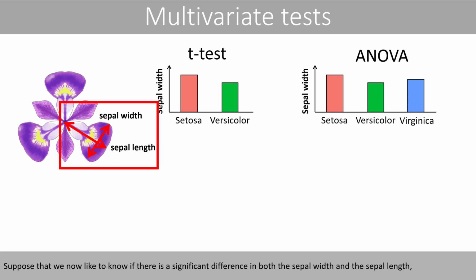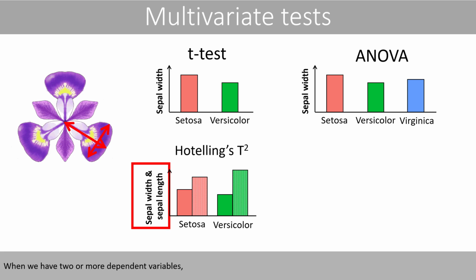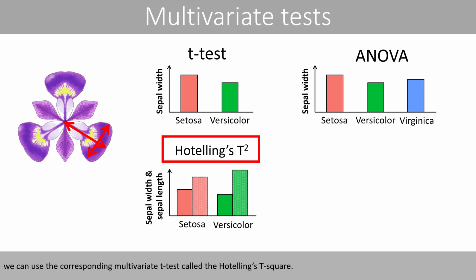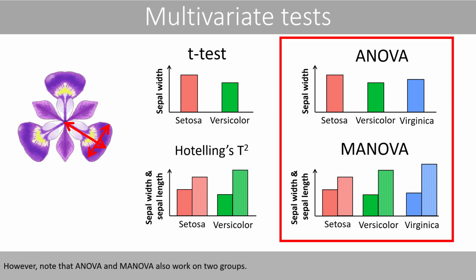Suppose that we now would like to know if there is a significant difference in both the sepal width and the sepal length between, for example, Setosa and versicolor. When we have two or more dependent variables, but only two groups to compare, we can use the corresponding multivariate t-test called the Hotelling's T-square. When we have three or more groups to compare, we can use the multivariate version of ANOVA, which is called MANOVA. However, note that ANOVA and MANOVA also work on two groups.